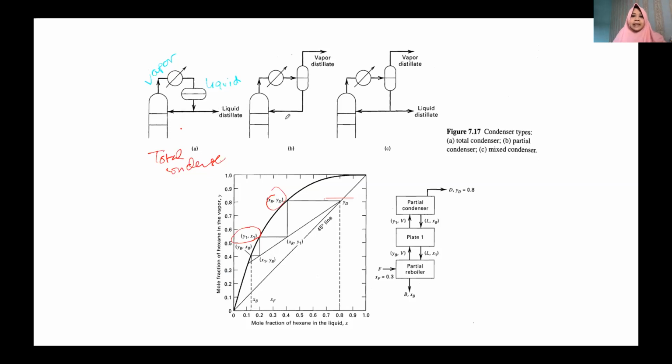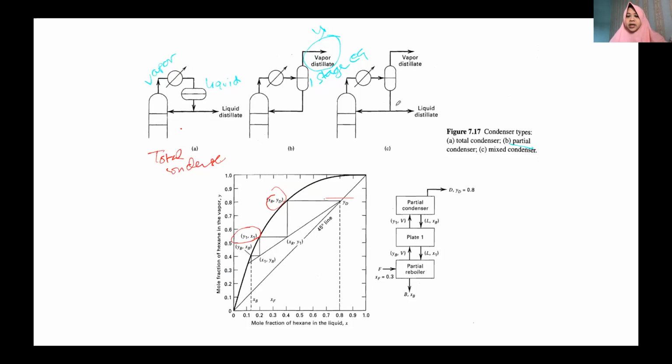The second one is a partial condenser. For a partial condenser, you do have one stage of equilibrium, where we get the product as a distillate, as a small vapor fraction, and all of the liquid is turned back into the column.